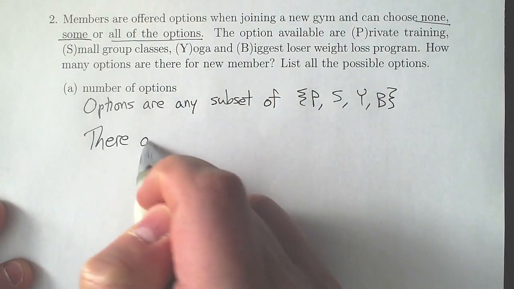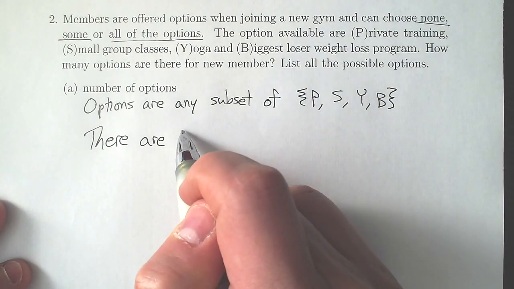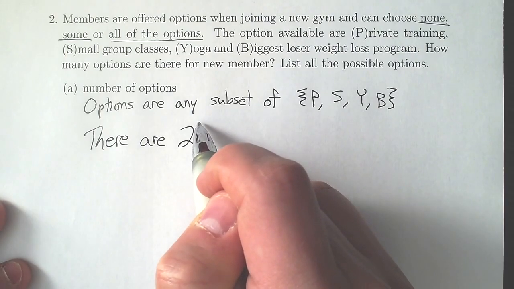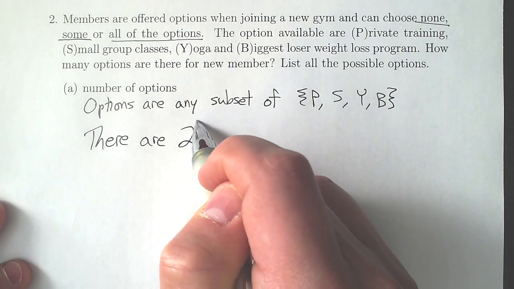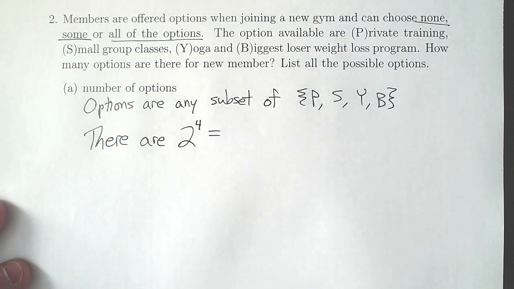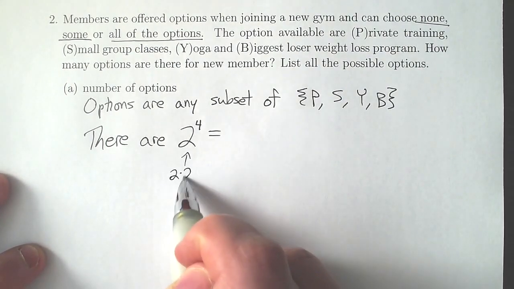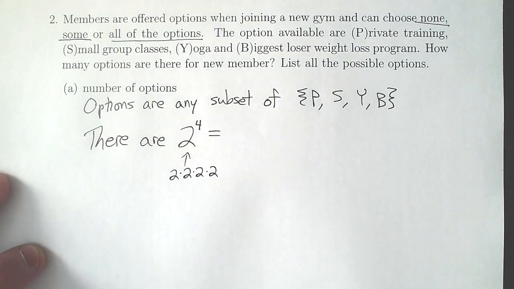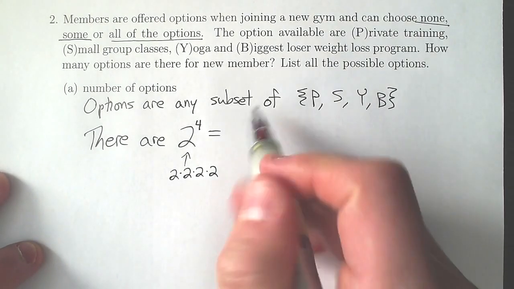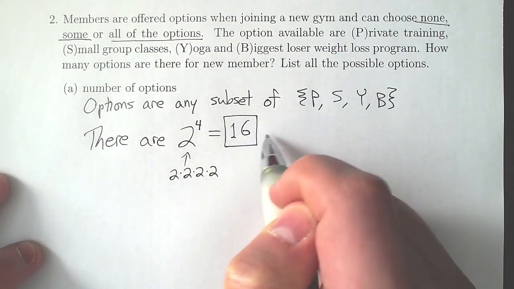The question was how many are there? What's the number of them? There was a little formula in that section, and it is 2 raised to a power. In this case, it's 2 raised to the 4. 2 raised to the 4, remember, it's 2 times 2 times 2 times 2. You could do it by hand, or you could do it with a calculator, but you should get 16 of these.